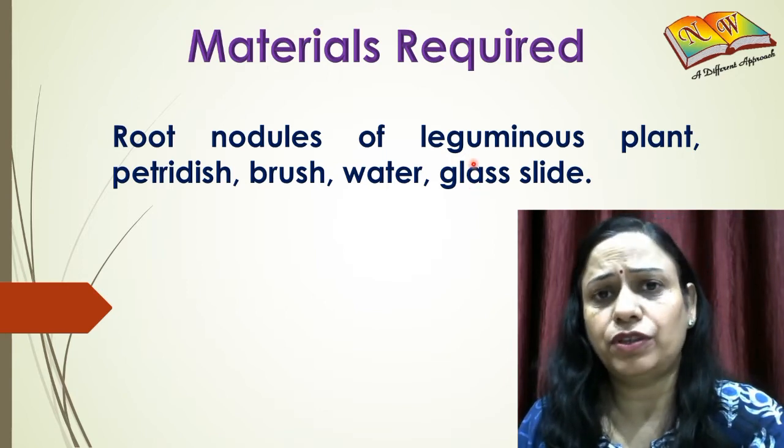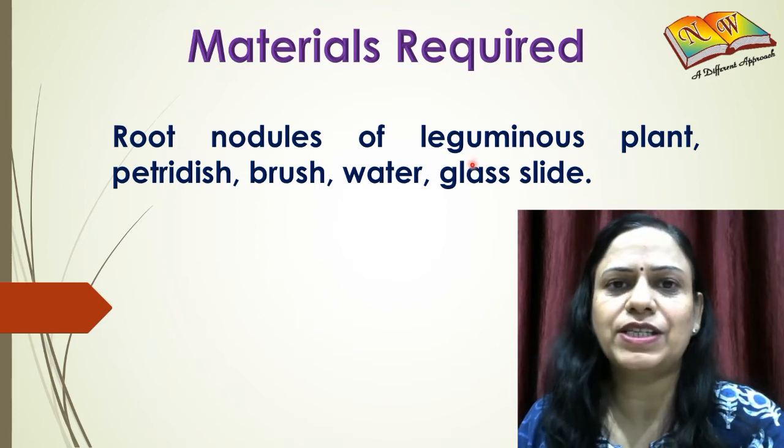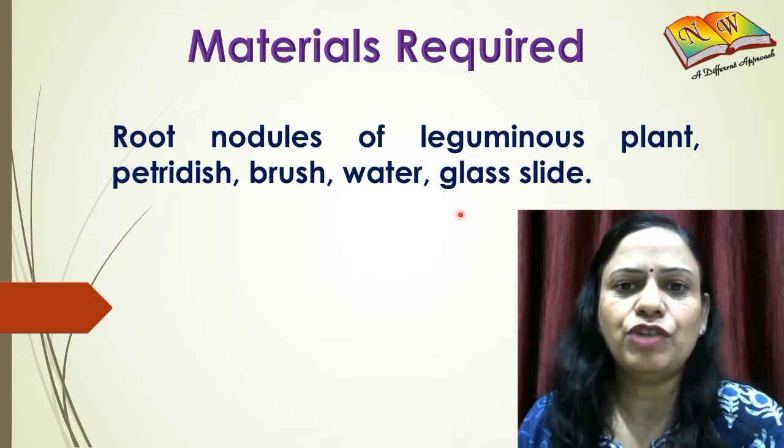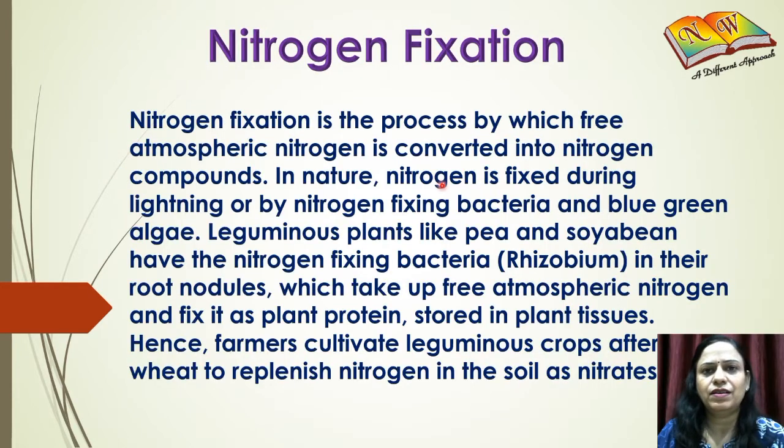So for the root nodules of leguminous plants, you may just pull out a bean plant that you might have grown yourself or you might have in your garden, and you will find structures like the one I'll show you in the diagram, small round little balls present on it.